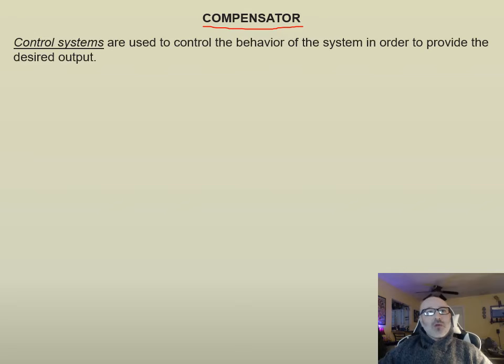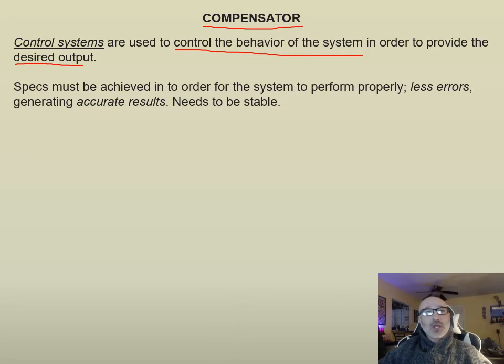So now I want to get into a little bit more detail with the compensator and discuss how it integrates with our system. Control systems are used to control the behavior of the system in order to provide our desired output as set forward by the requirements of the system itself or the project that we're working on. So we know there is going to be some desired output, and we need to be able to control the behavior of the system to achieve it. Specifications must be achieved in order for the system to perform properly. There needs to be fewer errors generated and more accurate results in order to be stable.